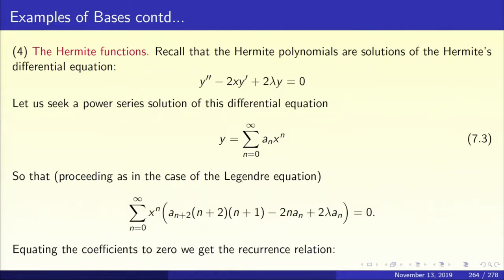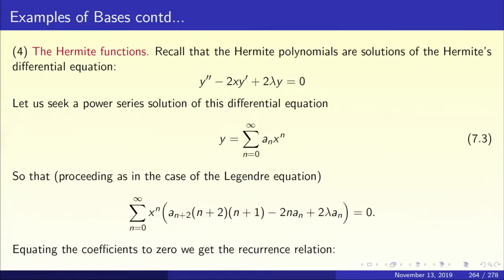We already encountered Hermite functions earlier in this course when we did the Fourier transforms. So, we shall come back to this again. So, let us recall the Hermite polynomials. The Hermite polynomials are solutions of the Hermite differential equation. What is the Hermite differential equation? y'' - 2xy' + 2λy = 0.